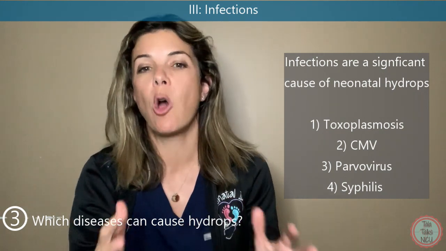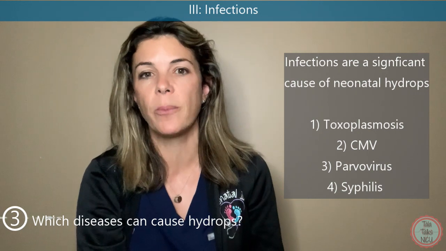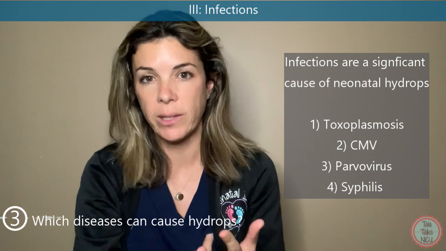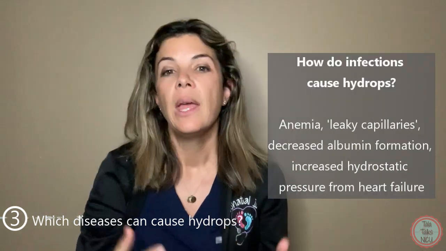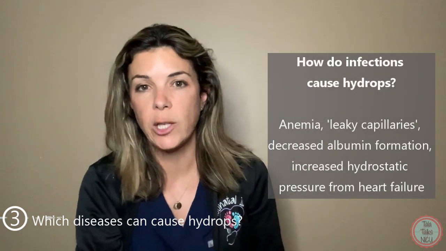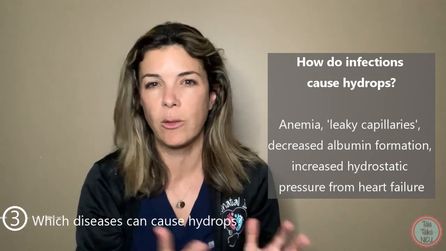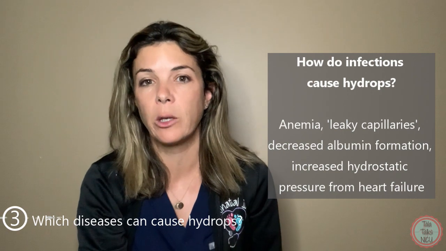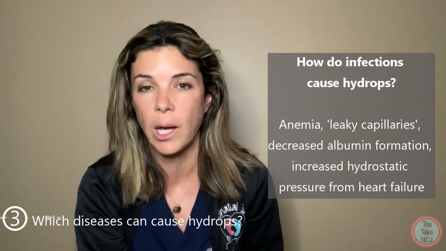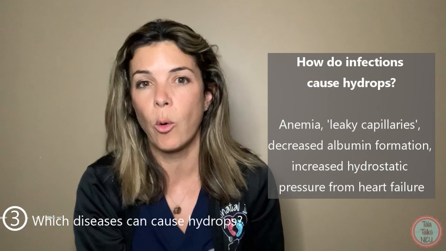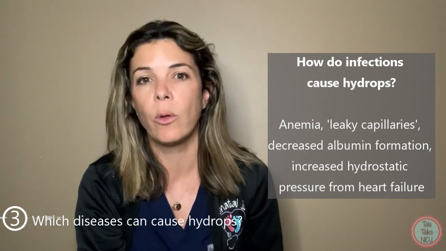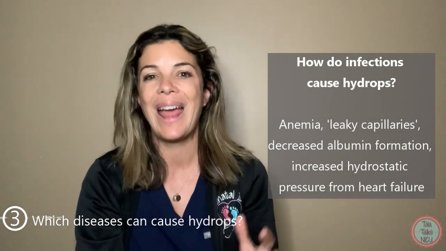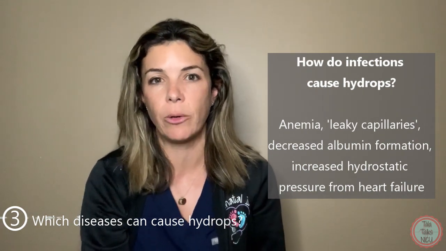So the most common infections that can result in hydrops are CMV, toxoplasmosis, parvovirus, like we said, and syphilis. The cause of the hydrops from these diseases is thought to be multifactorial. Like we said already, parvovirus can cause anemia, so that could end up with hydrops from that. Syphilis can also cause an anemia, but it's also thought that just having an infection in the body increases the overall inflammation and increases the leakiness of the capillaries.